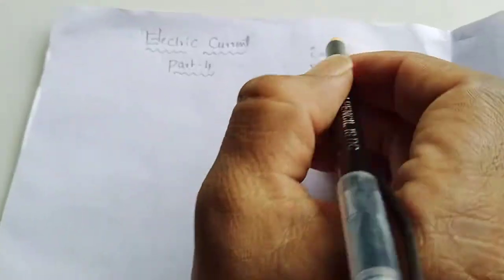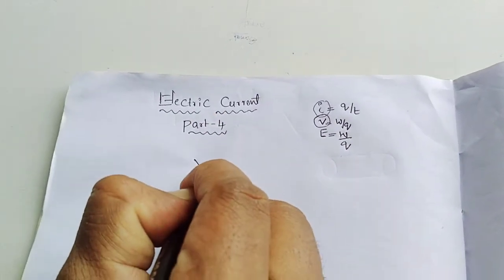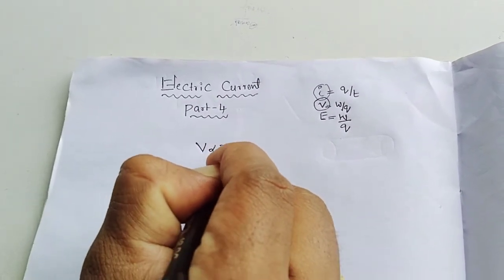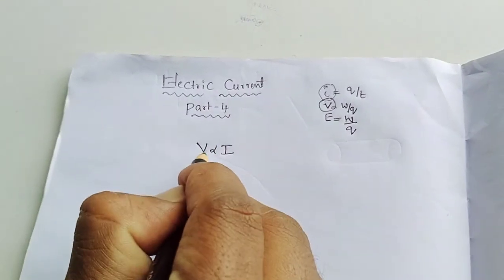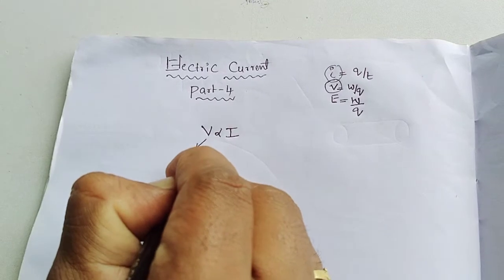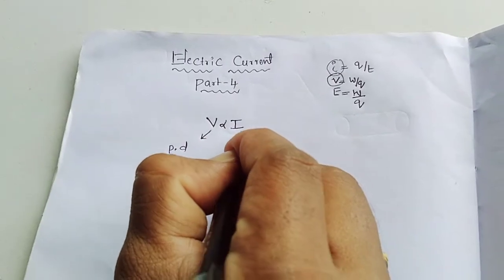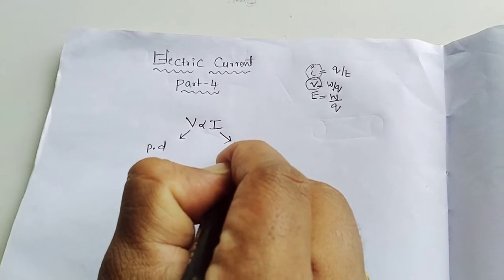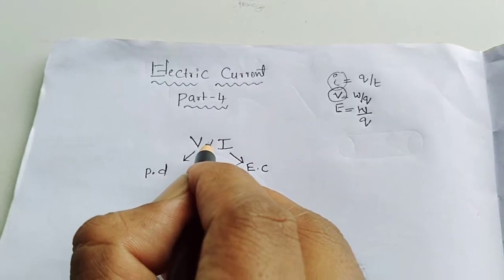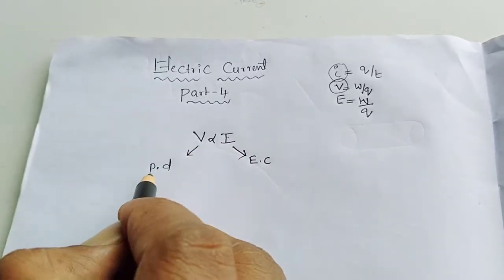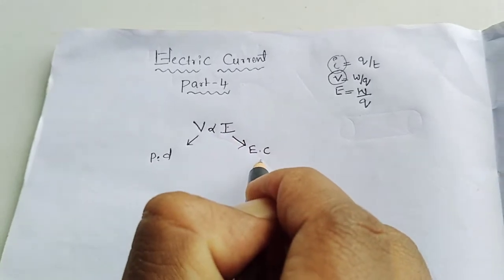As you know, the relation between the electric current and potential difference: V is proportional to I. Here V represents potential difference and I represents electric current. So V is directly proportional to I.